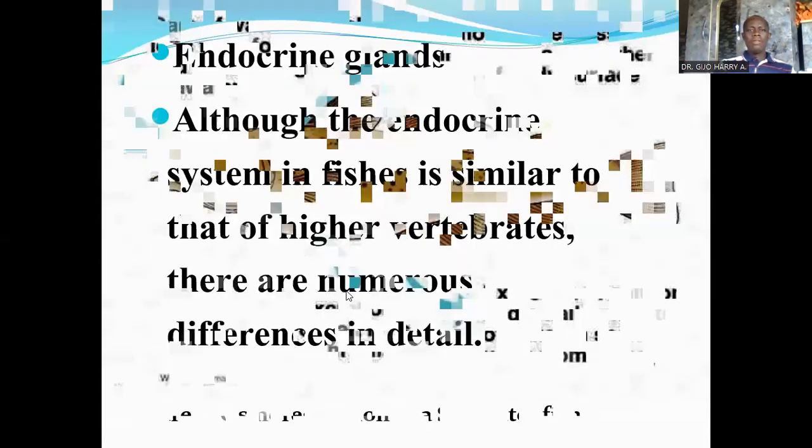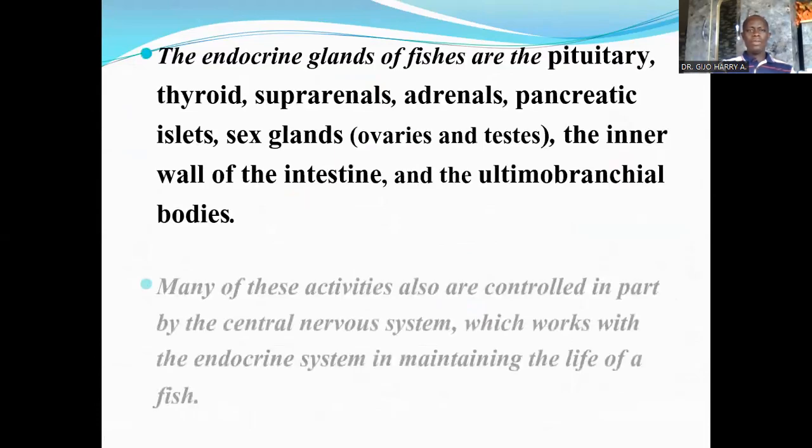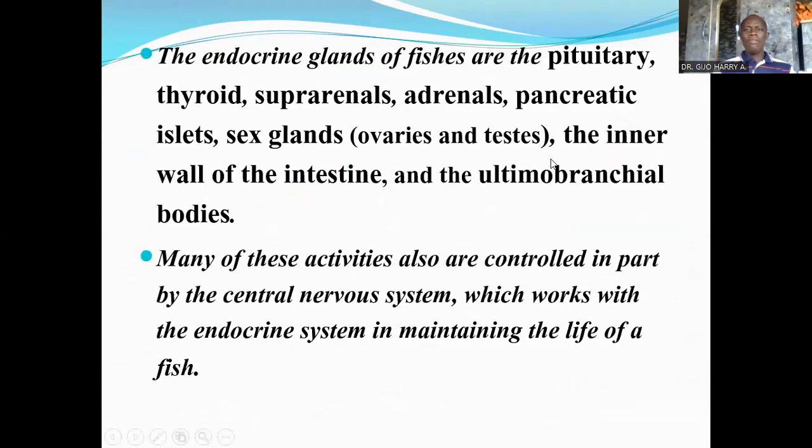I want to look at endocrine glands. Although the endocrine system in fishes is similar to that of higher vertebrates, there are numerous differences in detail. Now, look at the features we want to look at. The endocrine glands of fishes are pituitary glands, thyroid glands, suprarenal glands, adrenal glands, pancreatic islets, sex glands, which are the ovaries and the testes, the inner wall of the intestine, and the ultimobranchial bodies. These are the various endocrine glands in fishes.